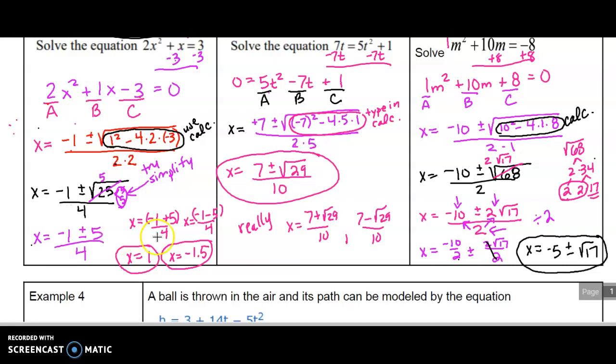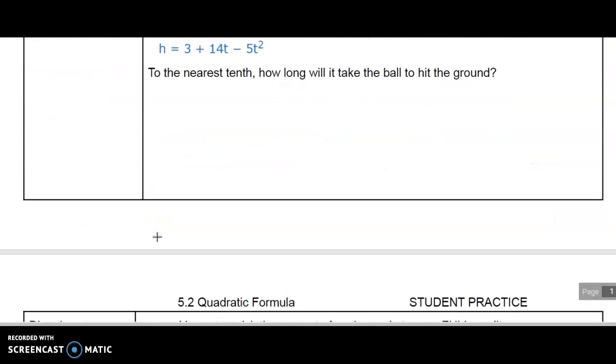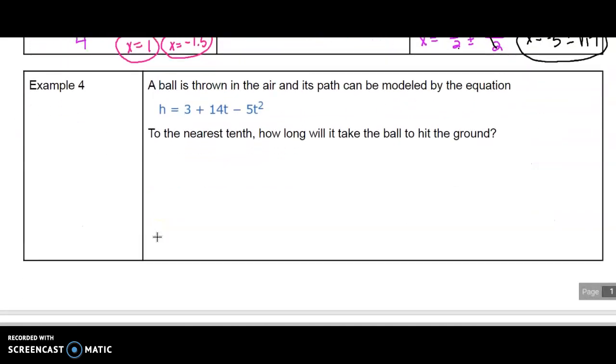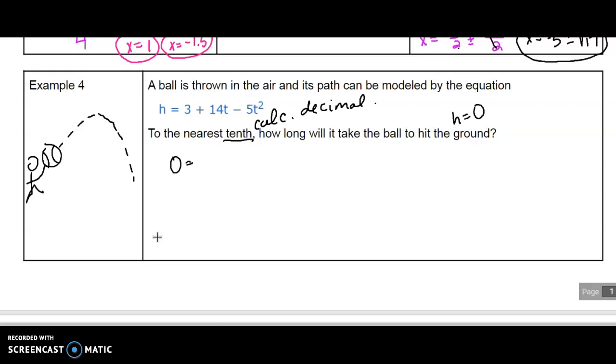All right, so let's try number 4. So this is going to be our application. So we've got a ball thrown into the air. And it wants to know to the nearest tenth, so that means to actually use a calculator to get a decimal. How long will it take the ball to hit the ground? So that means our height equals 0. So we're going to take 0 equals 3 plus 14t minus 5t squared.